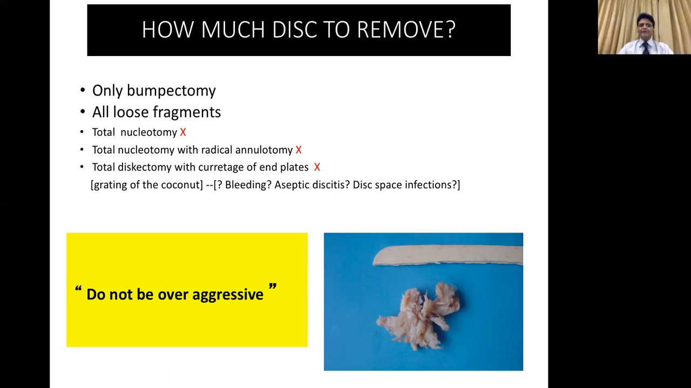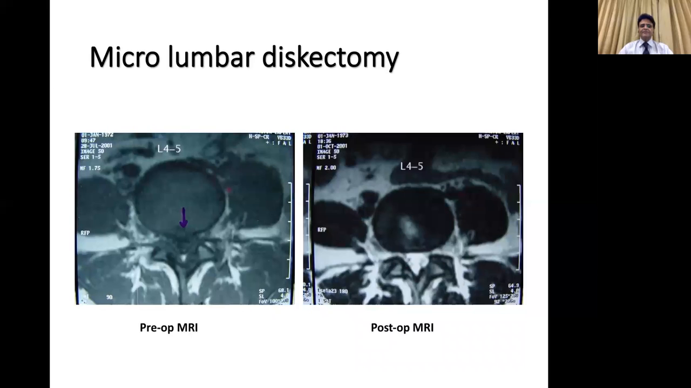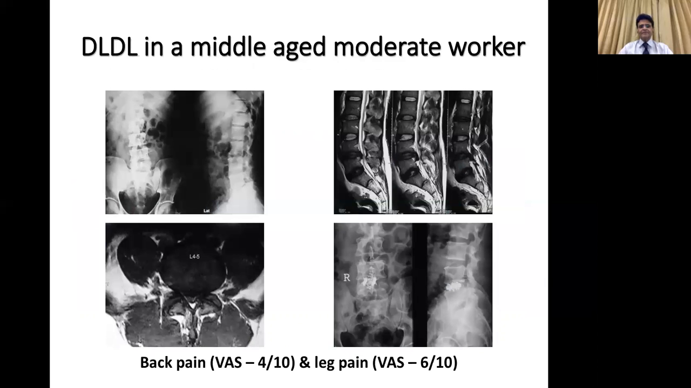If we do that today and leave that patient without an instrumented fusion in the lumbar spine, we are probably looking at and inviting aseptic discitis or septic disc infections. Microlumbar discectomy, if well done, would show a pre-op and a post-operative MRI like this through small incisions. Sagittal view shown earlier, axial view shown later, just to show how much you can clear off the patient's neural elements.